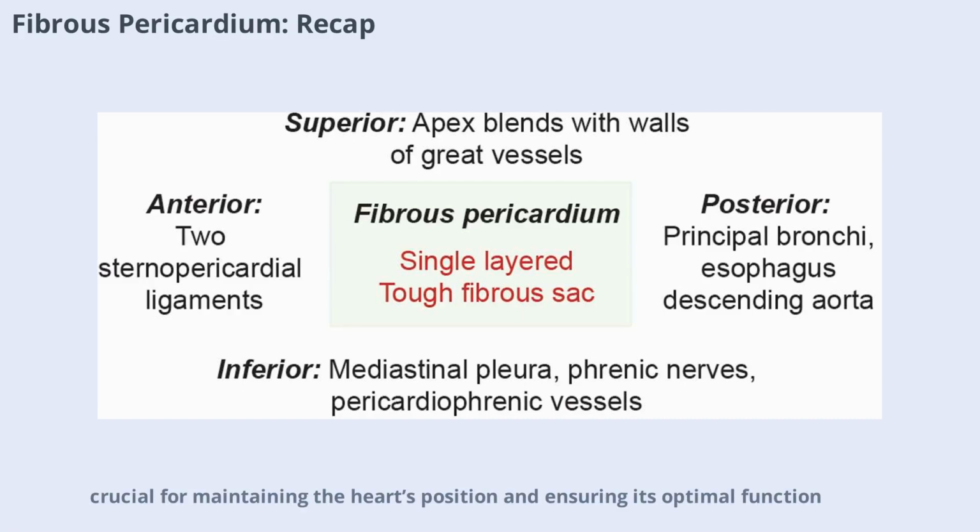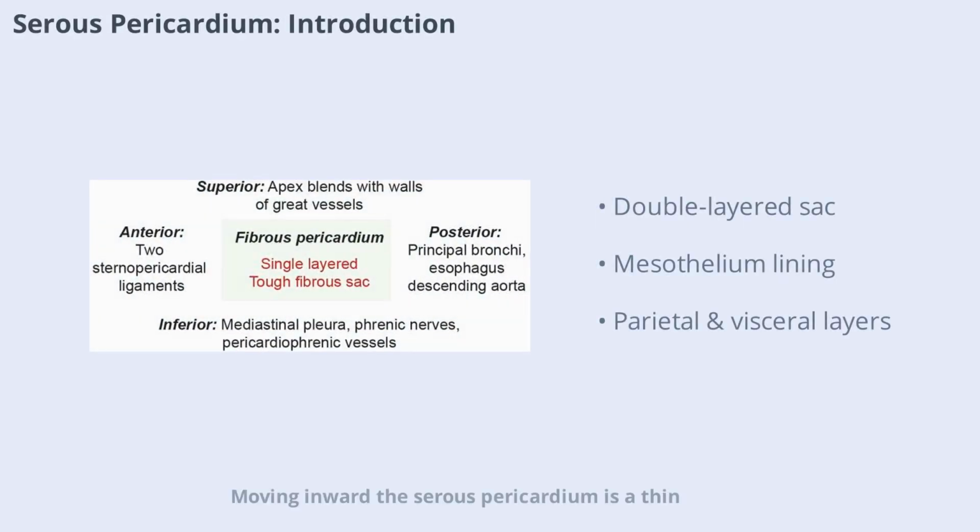Moving inward, the serous pericardium is a thin, double-layered sac that lies within the fibrous pericardium. It's lined by a simple squamous epithelium called mesothelium, which helps reduce friction. The serous pericardium is divided into two layers, the parietal layer, which lines the inner surface of the fibrous pericardium, and the visceral layer or epicardium, which covers the heart's surface.